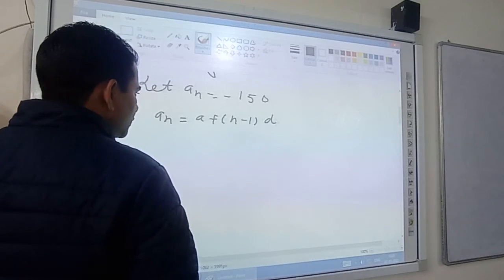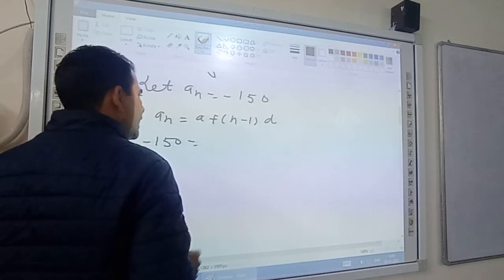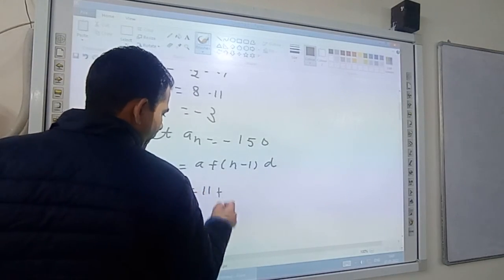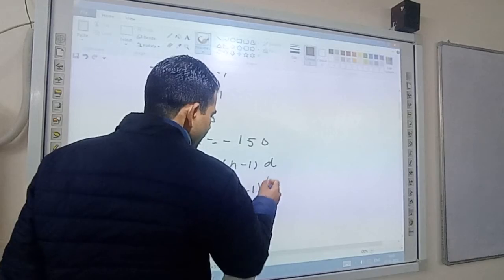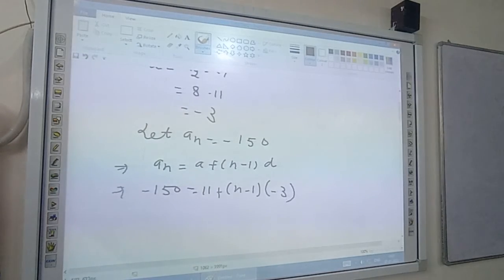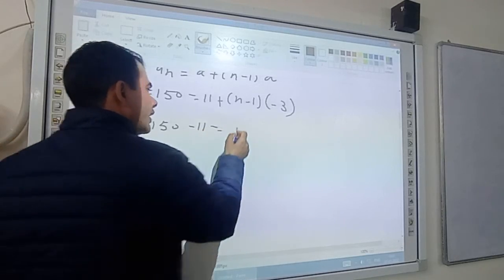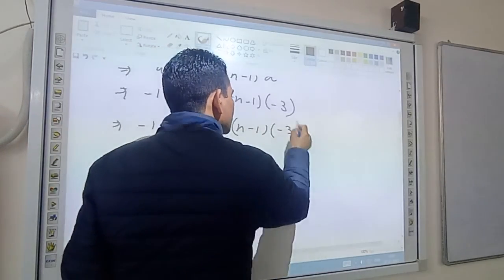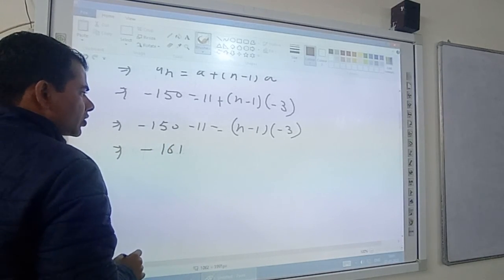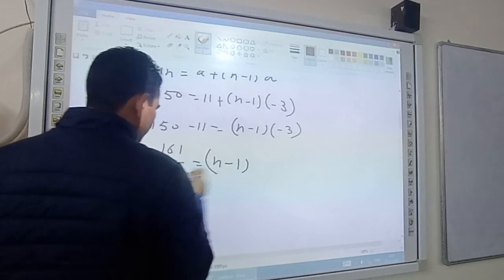An is minus 150. A is 11. And the value of D is minus 3. Minus 150 minus 11 divided by minus 3, and plus 1.